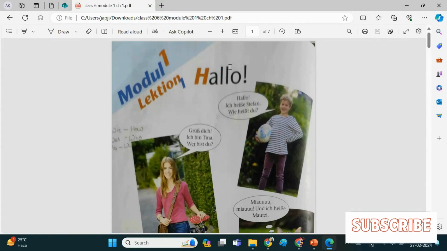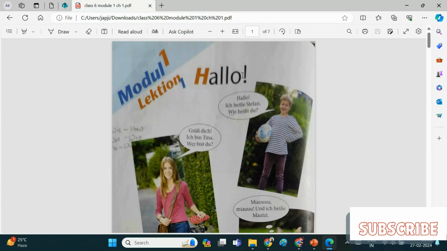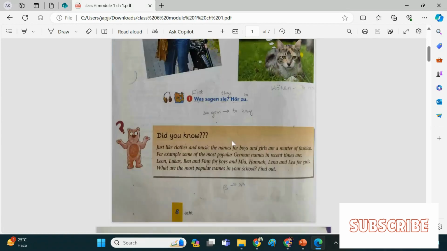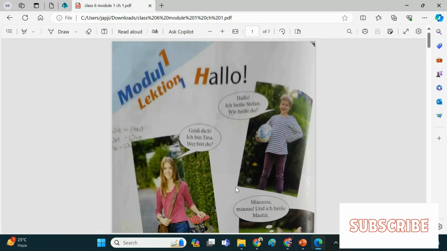Hello everyone. Today we are going to study Module 1's Lektion 1 Hallo of our German book. Before we start by understanding the concepts of the book, we must know some basic knowledge.